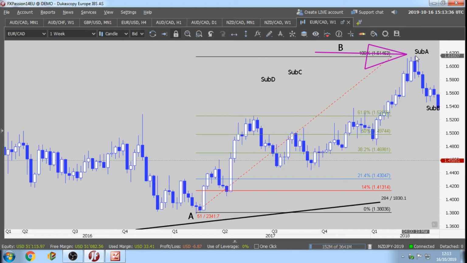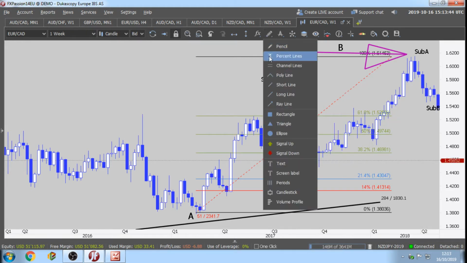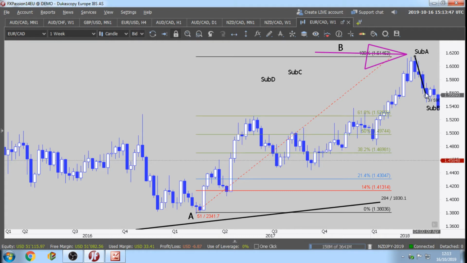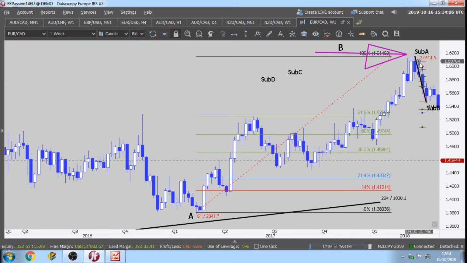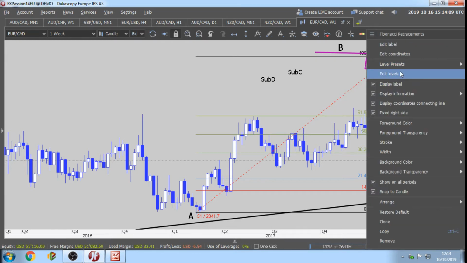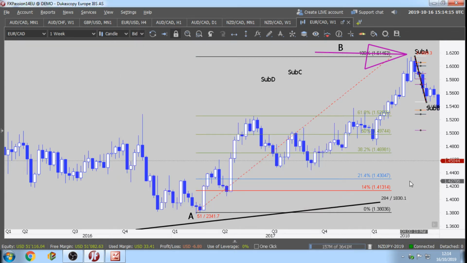The sub A is the starting point of a downtrend, and sub B is the first low as soon as possible after the A. Agreed? Not the next low, is the first low. So we have now the sub A and we have the sub B. We are going to take the Fibonacci retracement tool and spread it. I'm going to color code the levels differently. Contrarian Fibonacci, there you go.